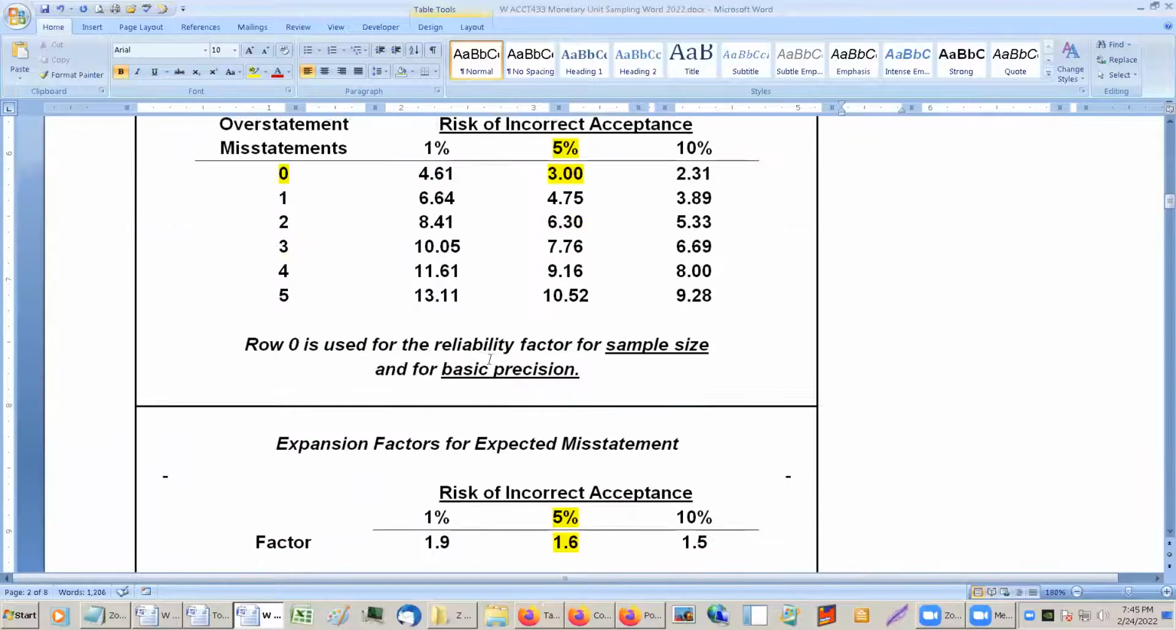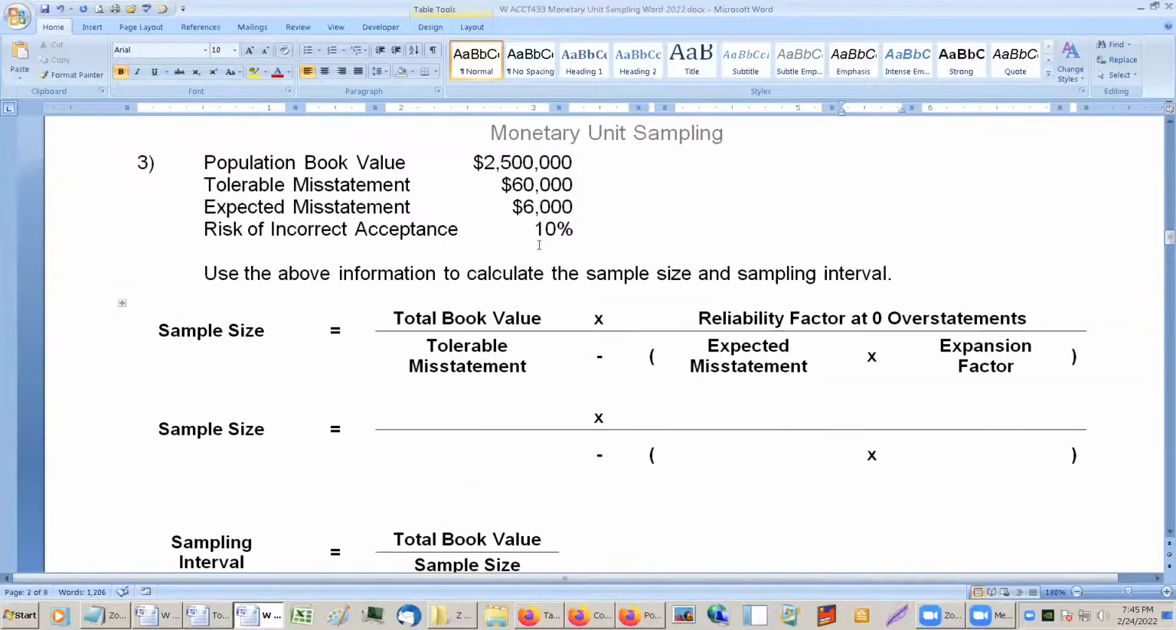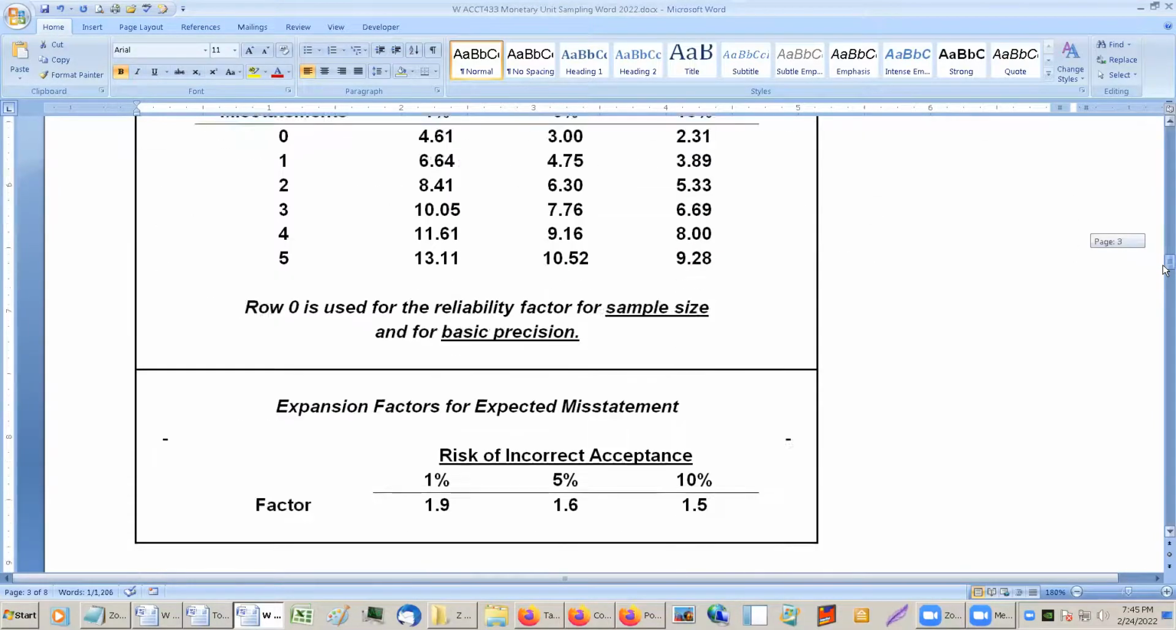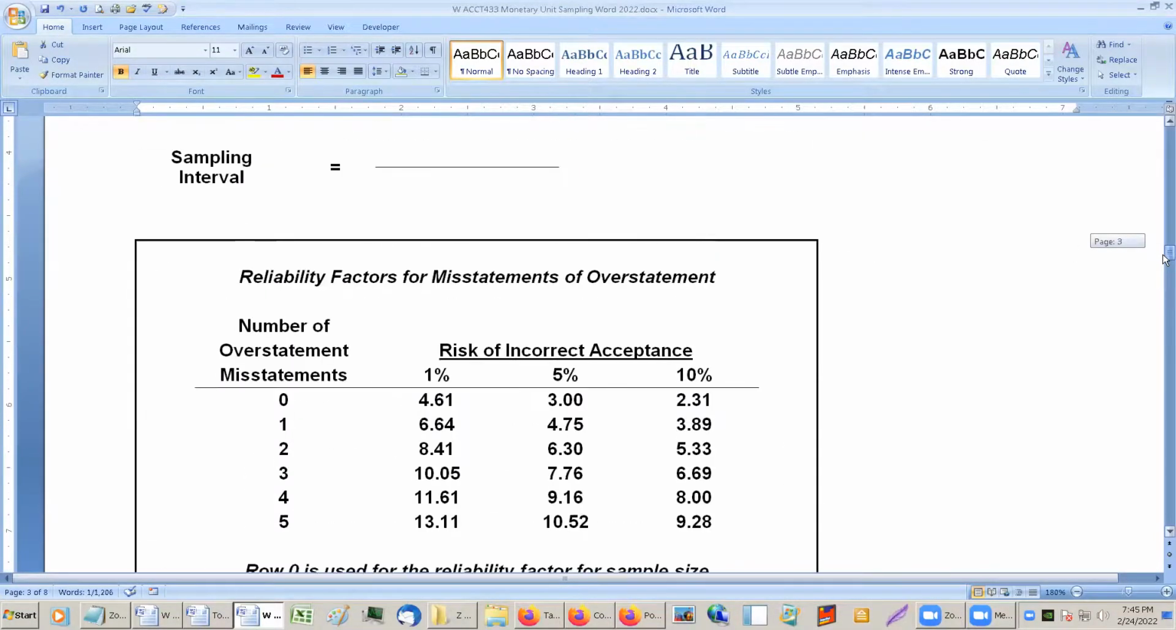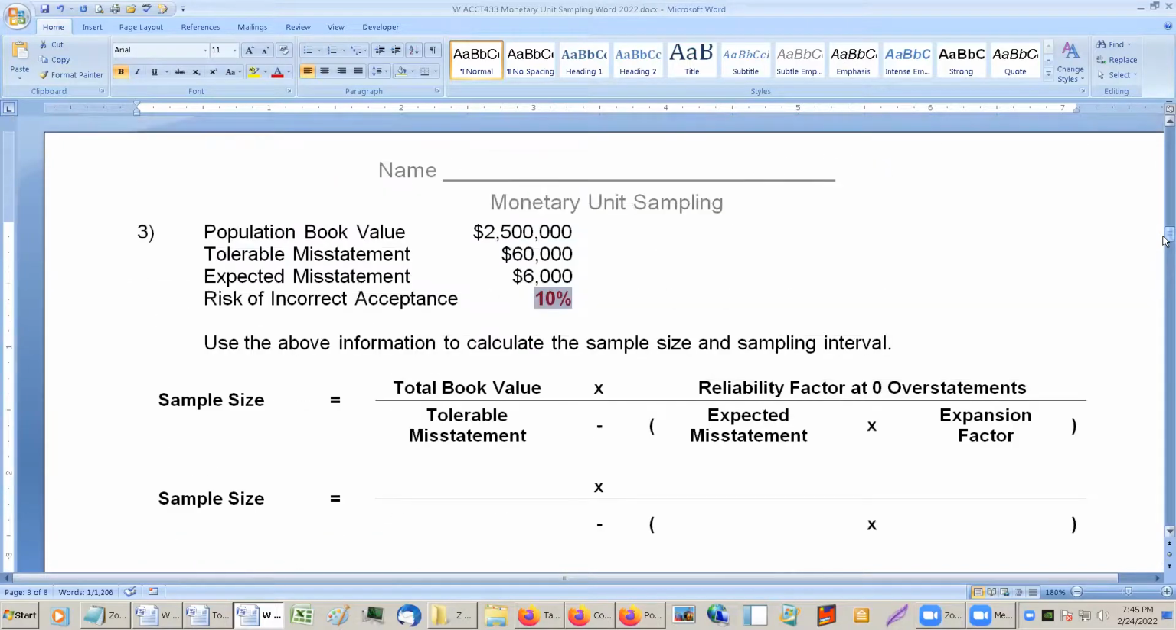All right, let's go ahead and do the next one here. Now be careful on this one, because the risk of incorrect acceptance is 10. So when you go down to these tables, make sure you use the 10 column.